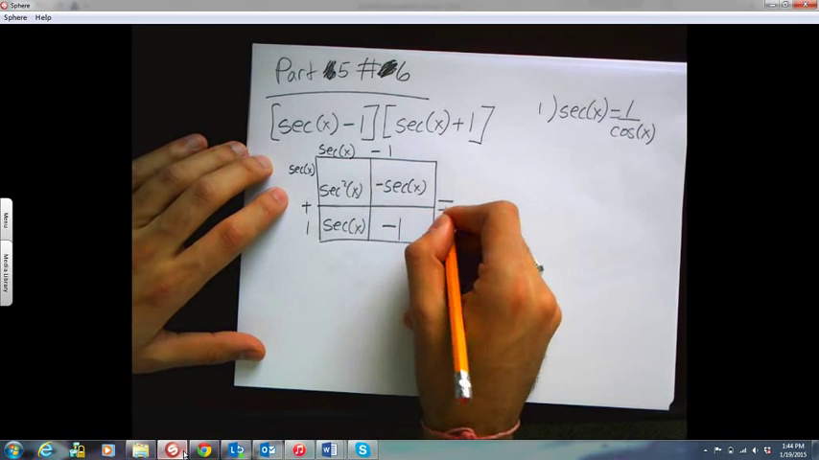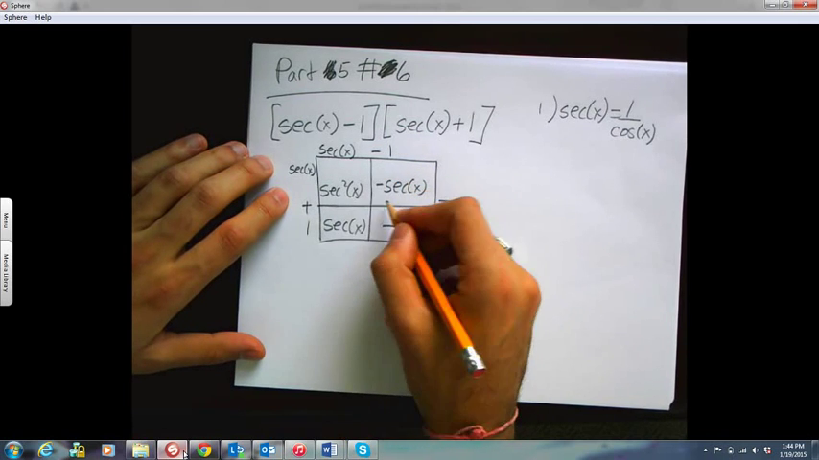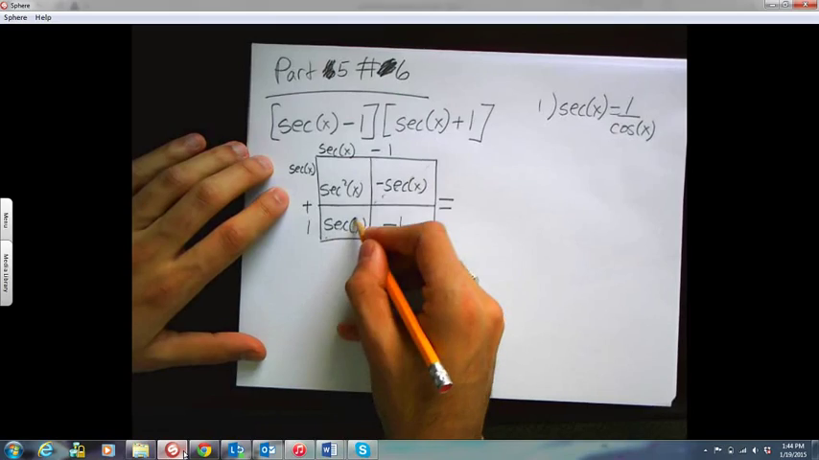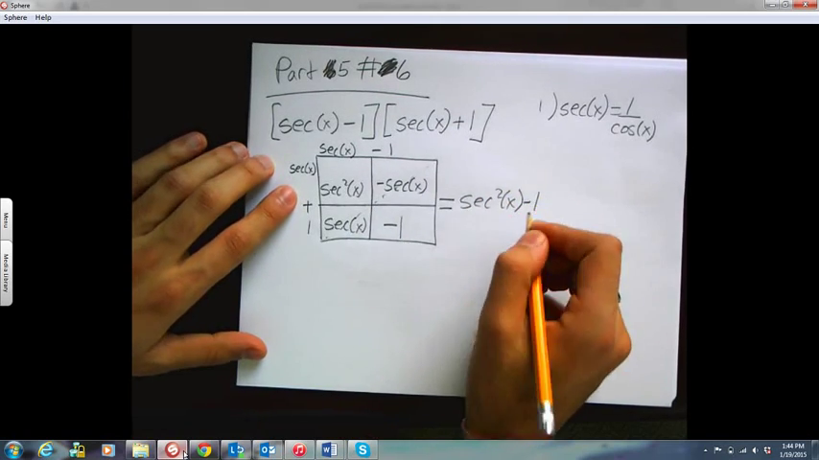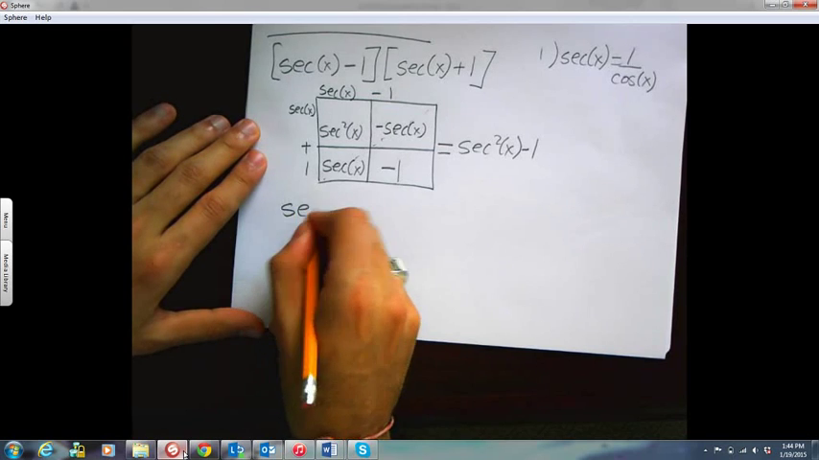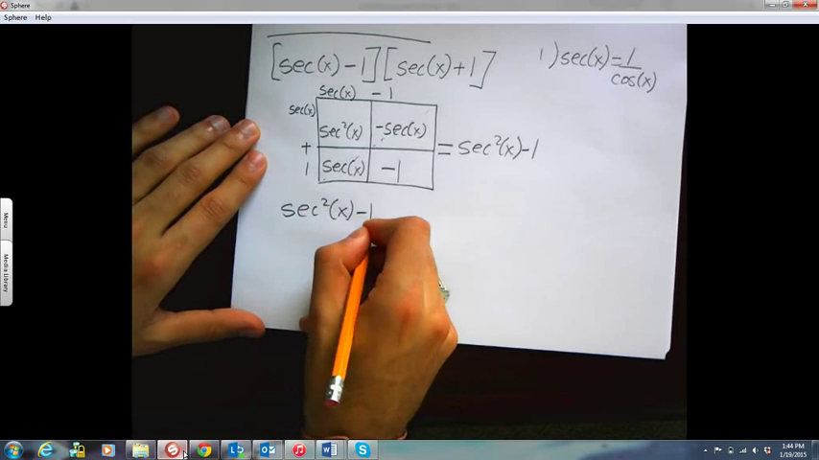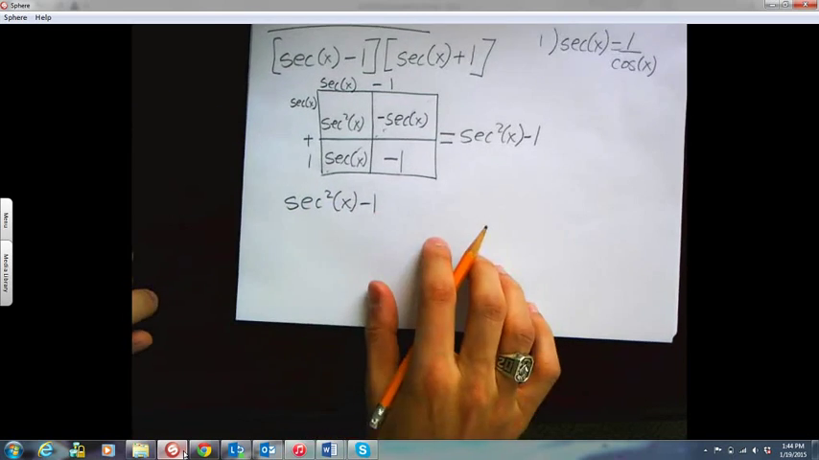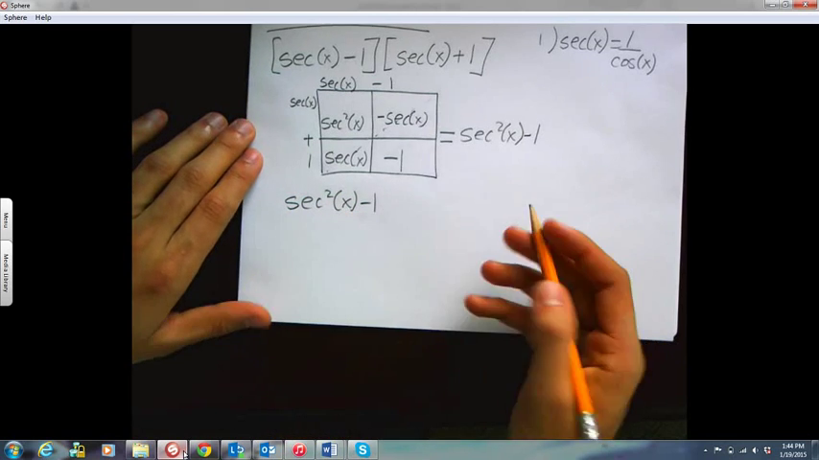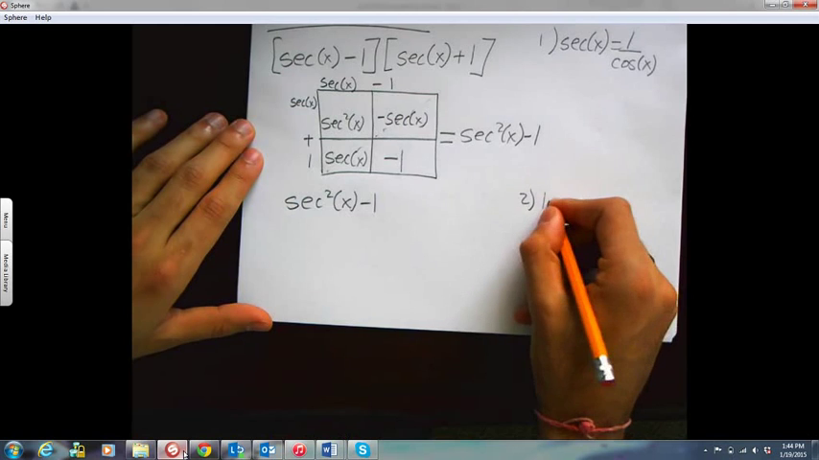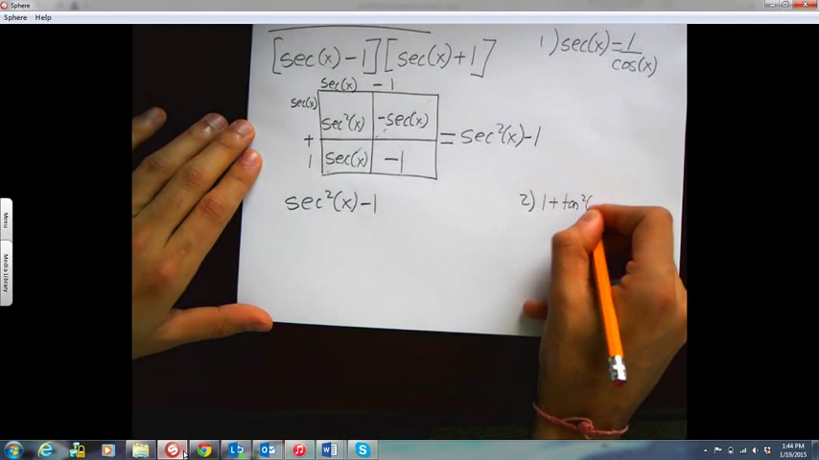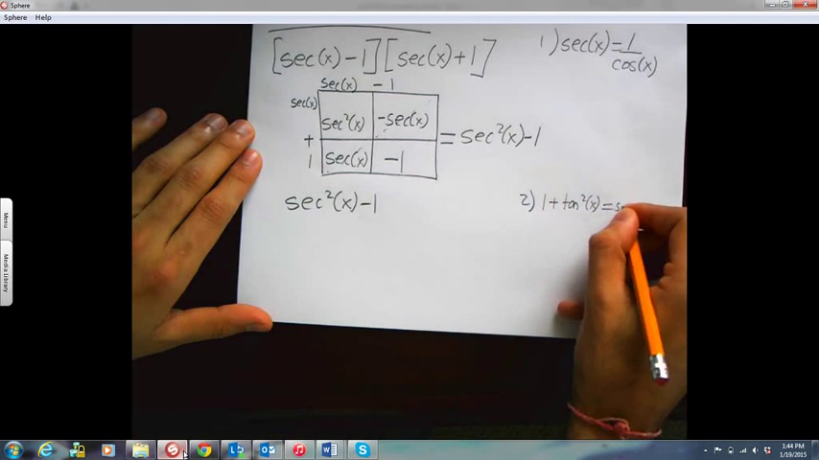So what do we get? Well, this cancels out with this, so I'm left with secant squared of x minus 1. So now I've got secant squared of x minus 1. And again, I'm going to look at which identities can apply here. When I think about it, there's really one obvious one that leaps out at me, which is that 1 plus tan squared x equals secant squared of x.